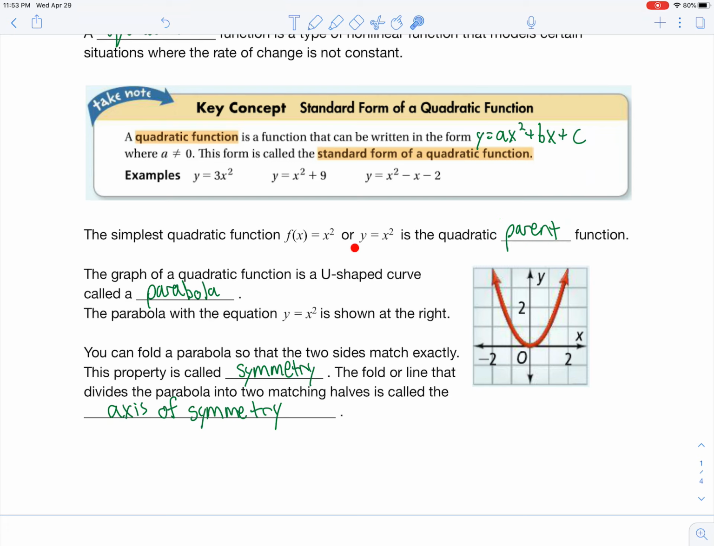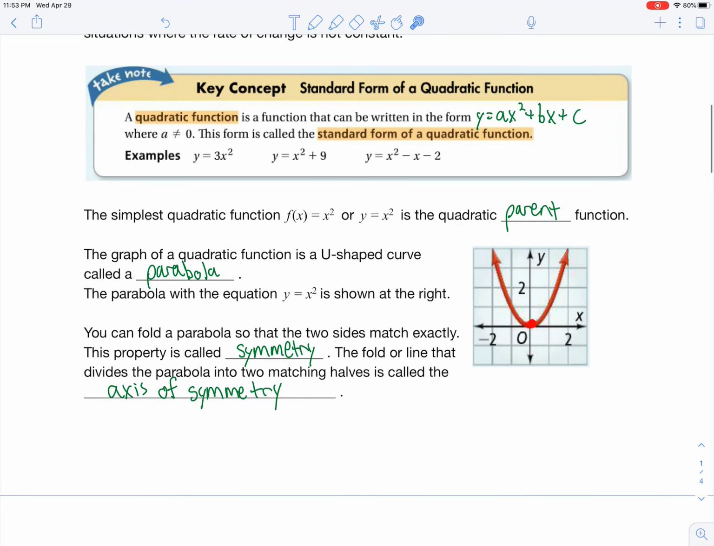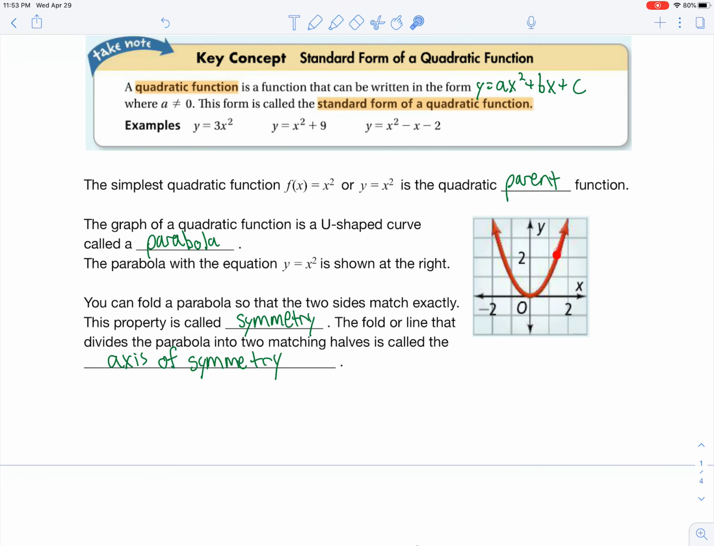So now instead of just y equals x, we've got y equals x squared. What that graph is going to make is a U-shaped curve that we call a parabola, and that's our parent function, y equals x squared. Again, that's our simplest U-shape that we can make.